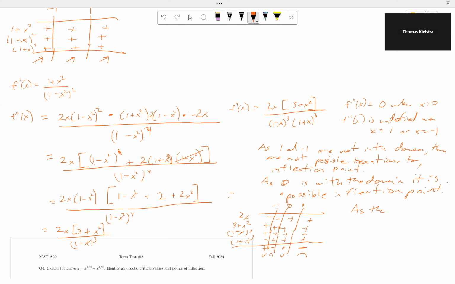As the concavity changes about x equals 0, there is an inflection point at x equals 0.